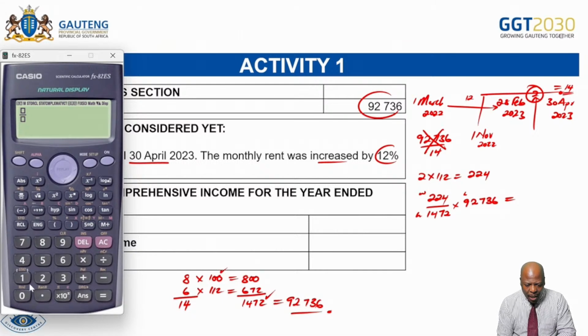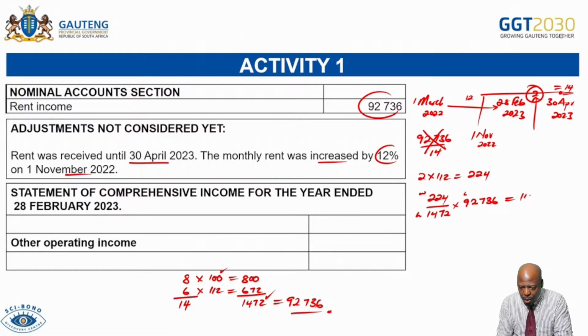So I'm coming here and I'm going to say 224, and I'm going to divide that by 1472. Then I'll multiply that by 92736. And then I'm going to end up with an amount of 14,112. This is the rent income for the 2 months.